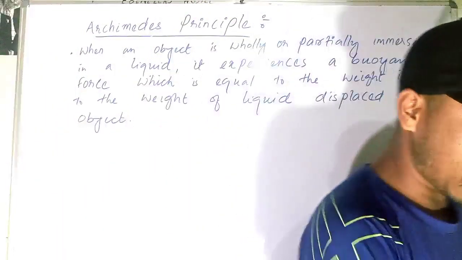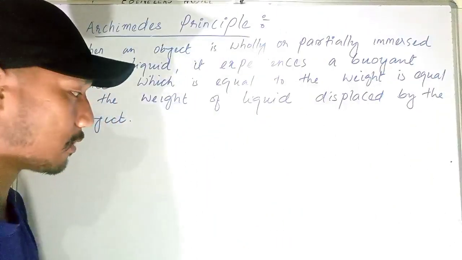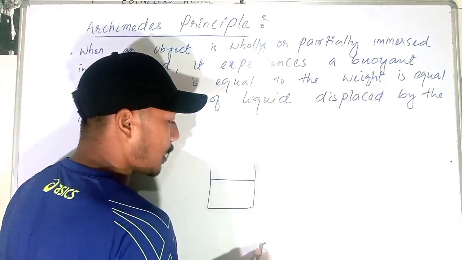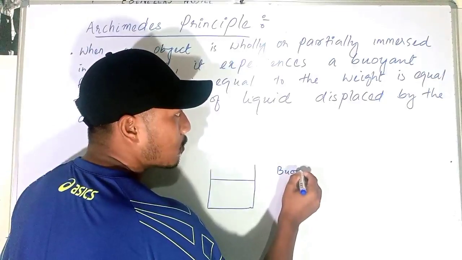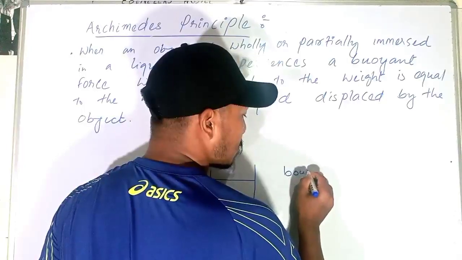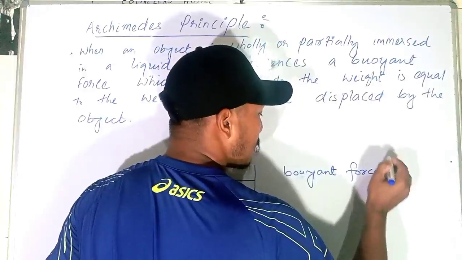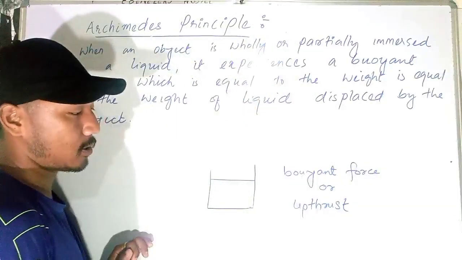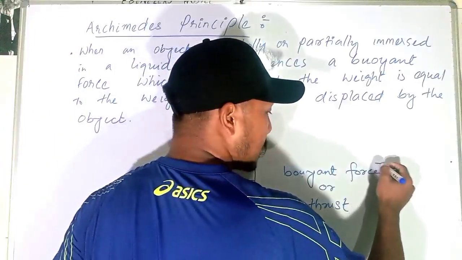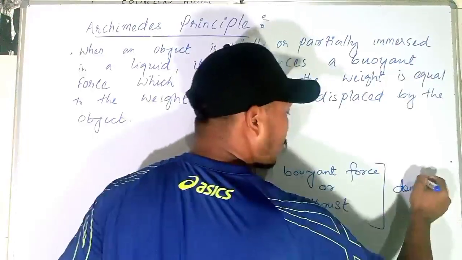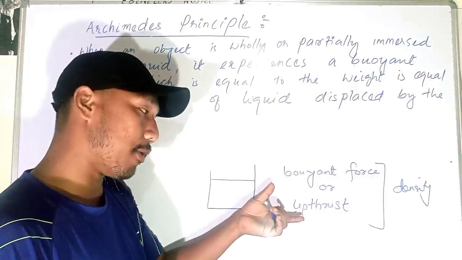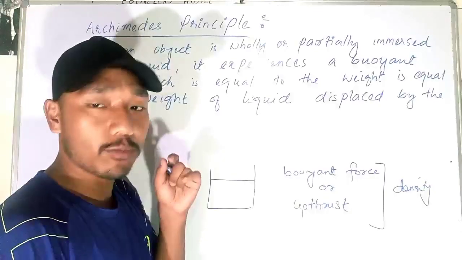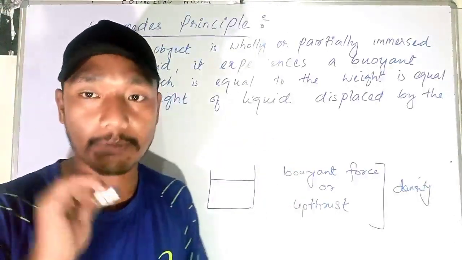Before we go into this, in the previous topic on buoyancy, we discussed that whenever we put some object in a liquid, the buoyant force, or you can say up thrust force, applied by the water on the object depends on the density of the object. If the density of the object is less, the object is going to float on the water. But if the density of the object is more, the object is going to sink into the water.